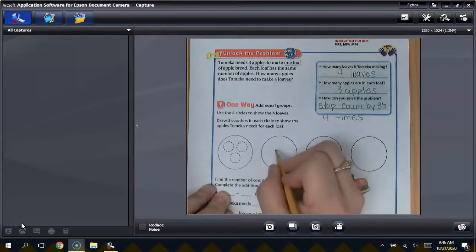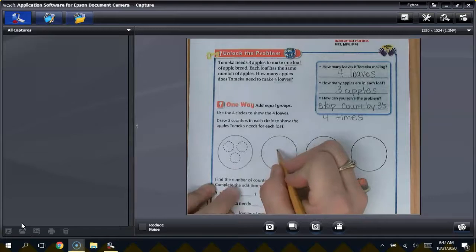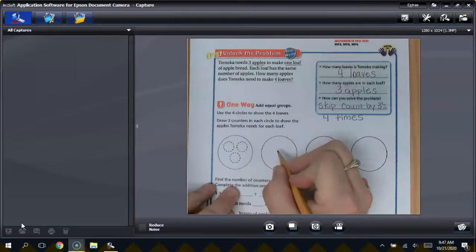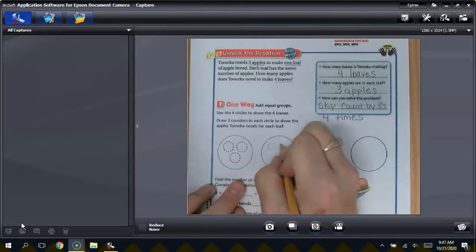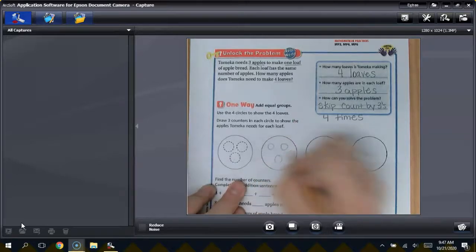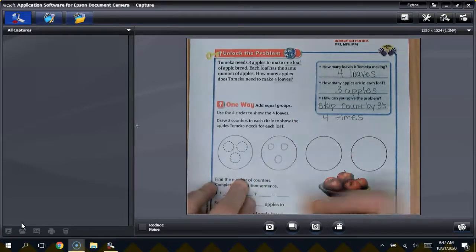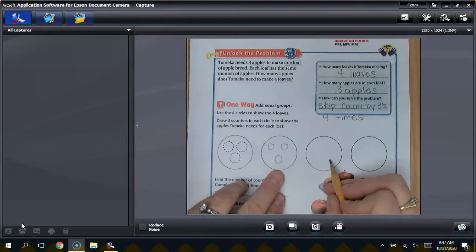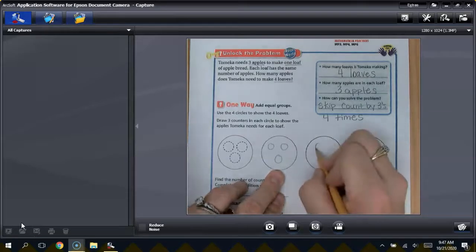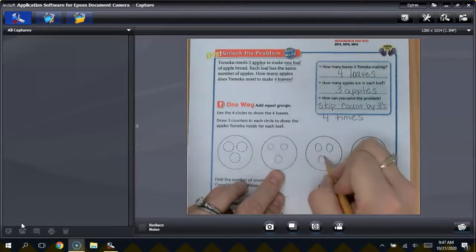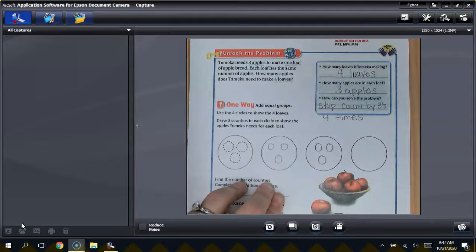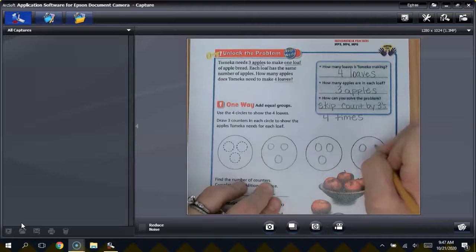So, I need to make another loaf of bread. How many apples am I going to need to make another loaf of bread? 3. 1, 2, 3. Now I have 2 loaves. I'm on to my 3rd loaf. 1 apple, 2 apple, 3 apple. How many apples are you going to need to make your 4th loaf? 3. Good job.